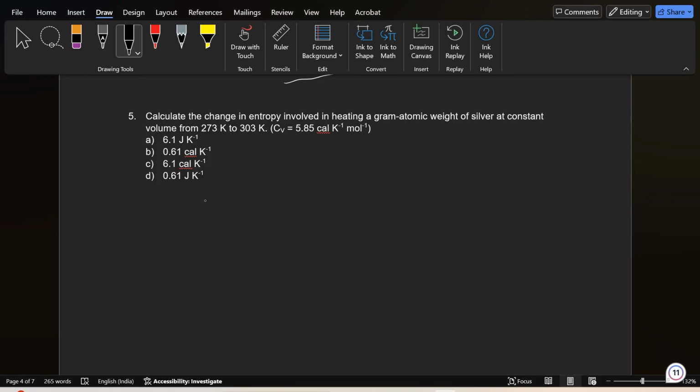Correct. Okay, so we have question 5 now. What are they asking? Calculate the change in entropy involved in heating a gram atomic weight of silver at constant volume from 273 Kelvin to 303 Kelvin. And they are given the Cv. So what is the formula for change in entropy? For a small change in entropy?